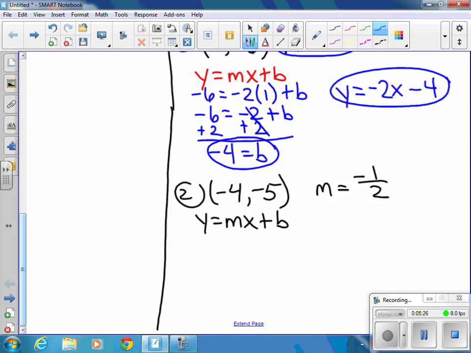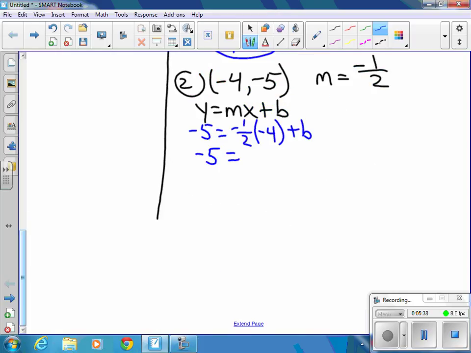Okay, so this would be -5 equals -1/2 times -4 plus b. Okay, and -1/2 times -4 is an easy calculation because half and 4 go in nice and easily. Half of 4 is 2, negative times negative is positive, so that becomes 2 plus b. Subtract your 2, and you get -7 is b.